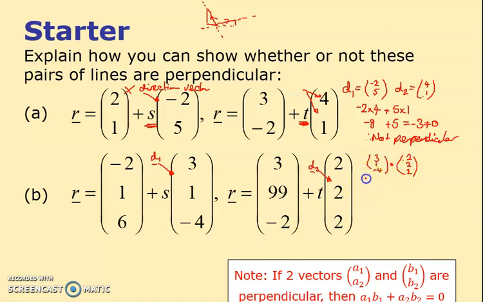So top times top, 3 times 2 is 6. 1 times 2 is 2. So add on 2. And then add on minus 4 times 2, which is minus 8. They do equal 0. Yes, hurrah. So because it's 0, they are perpendicular. So just get in your head around that rule, and definitely write that rule down.